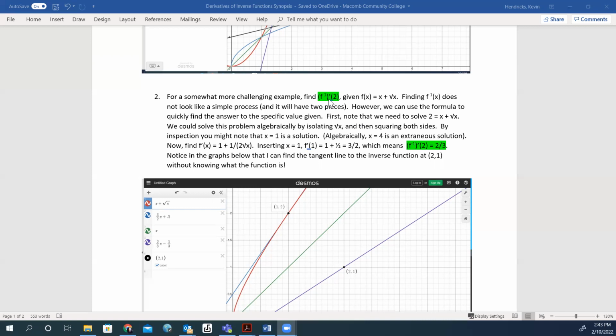So all we need to do now is find the derivative of f evaluated at x equals 1, take the reciprocal, and that's the slope of the inverse function, or the tangent line to the inverse function at 2. So the derivative of f of x is 1 plus 1 over 2 root x. We substitute in 1. So f prime of 1 winds up being 3/2, which means the derivative of the inverse function evaluated at 2 is the reciprocal, 2/3.